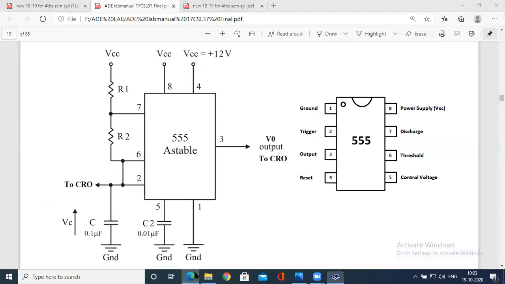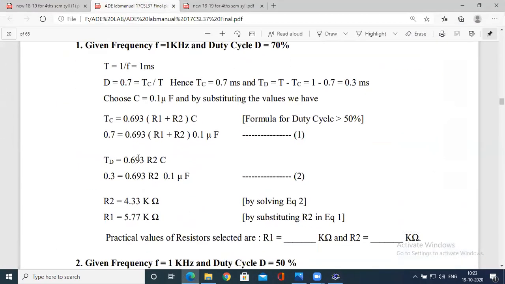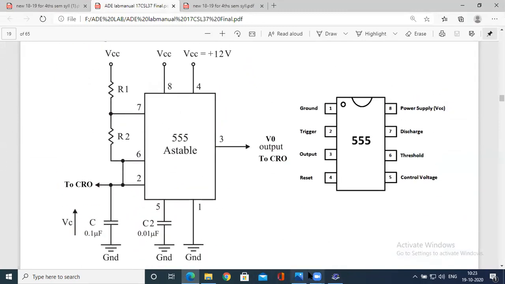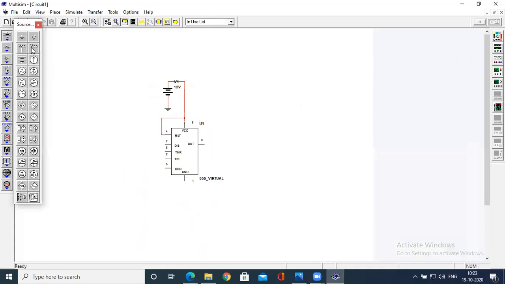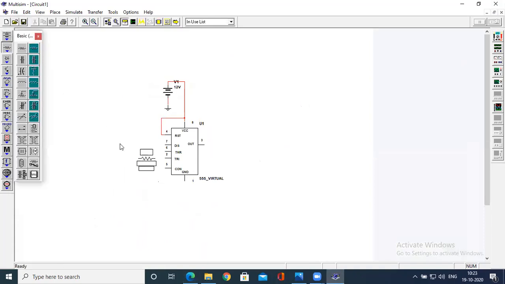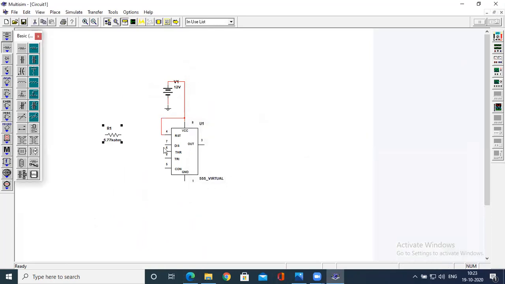The resistor value of R1 is 5.77, so 5.77 to pin number 7. Take a virtual resistor, keep it over here, 5.7 kilo ohm. Yes, it is being connected to pin number 7, right? One end is pin number 7, and the other end is connected to the same DC voltage.